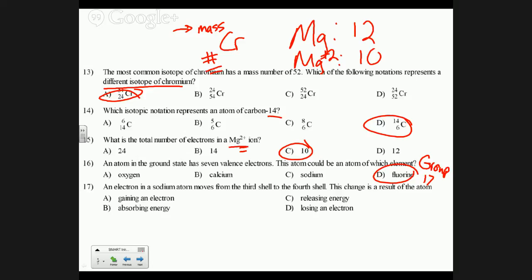An electron in a sodium atom moves from the 3rd shell to the 4th shell. So we're going from 3 to 4. This change is a result of the atom... Well, if it's going up energy levels, you've got to be absorbing energy. All right? So the atom was absorbing energy.